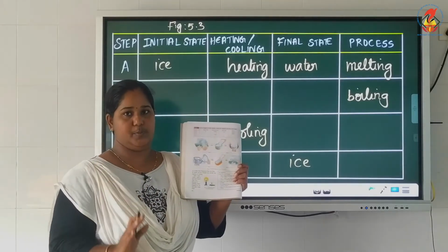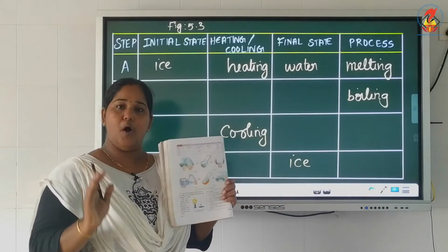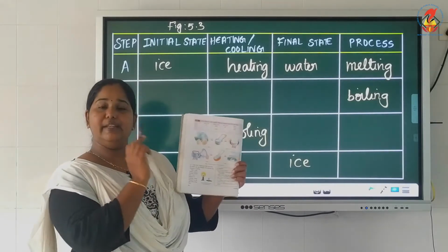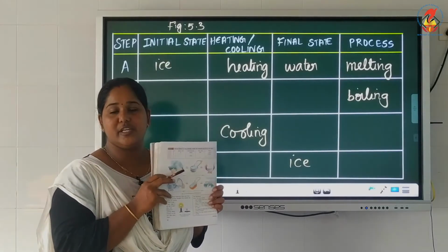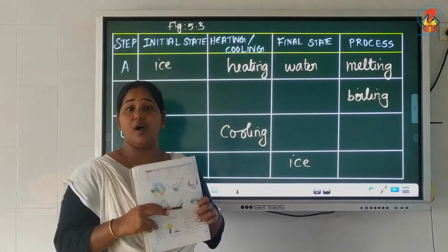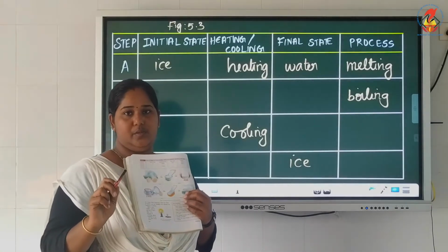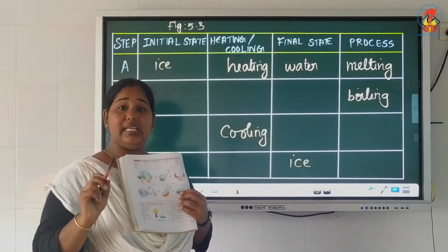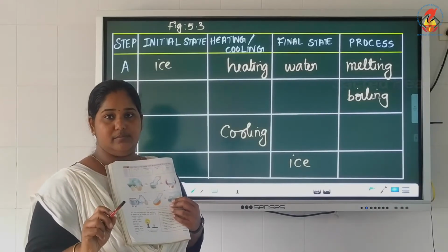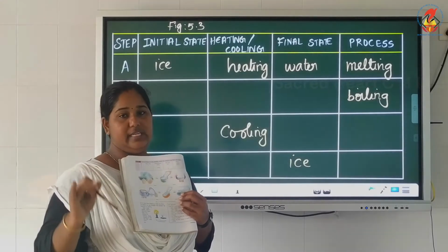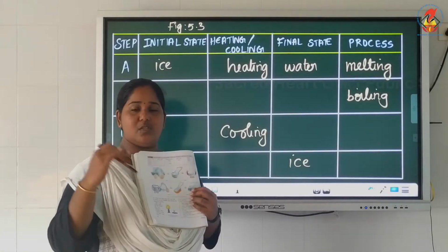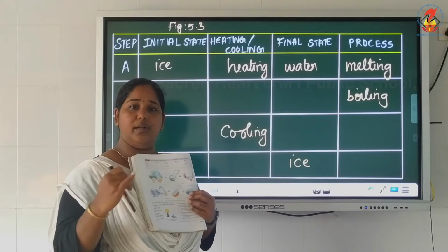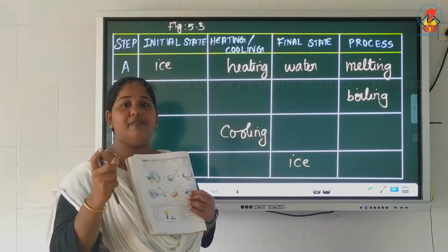Just open your textbook, okay? Figure 5.3 shows the different stages of conversion of the different states of water. Ice, water and water vapor are the three states of water. Ice is solid, water is liquid and water vapor is gas. So solid, liquid, gas: ice, water, water vapor, three states of water.